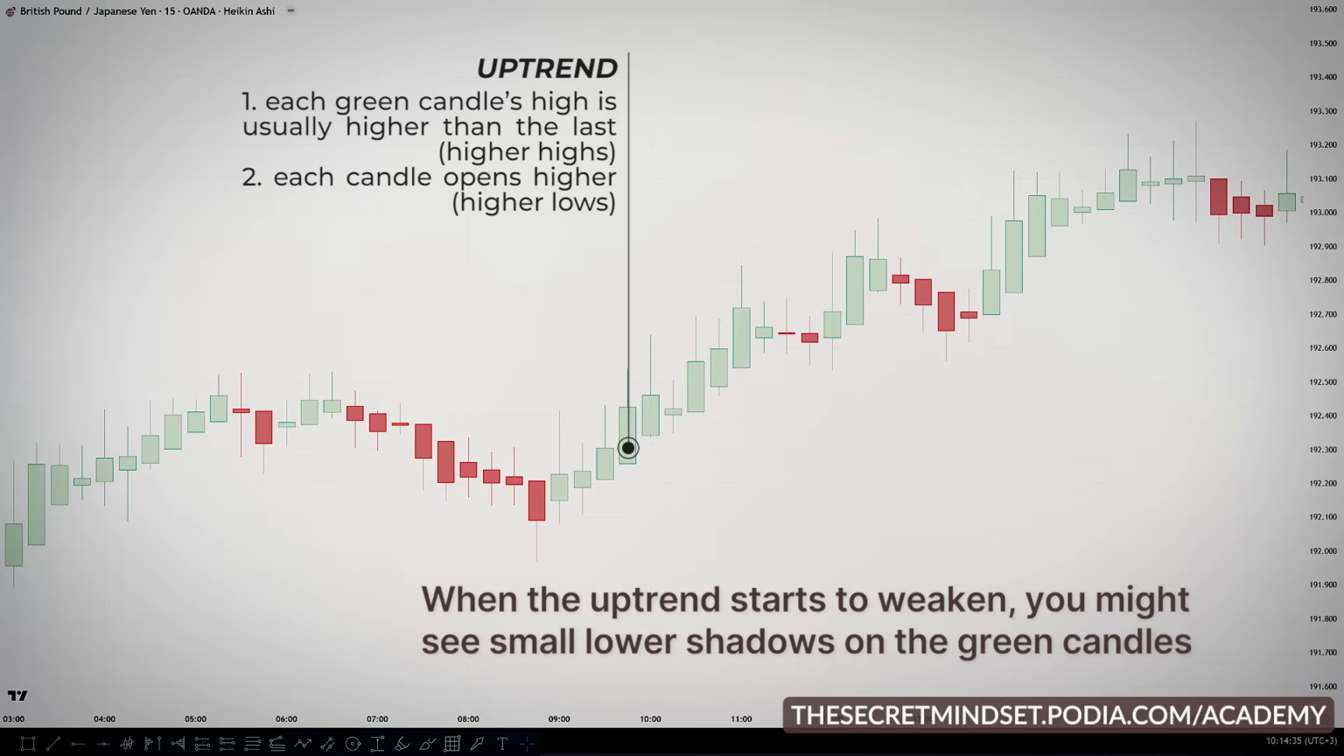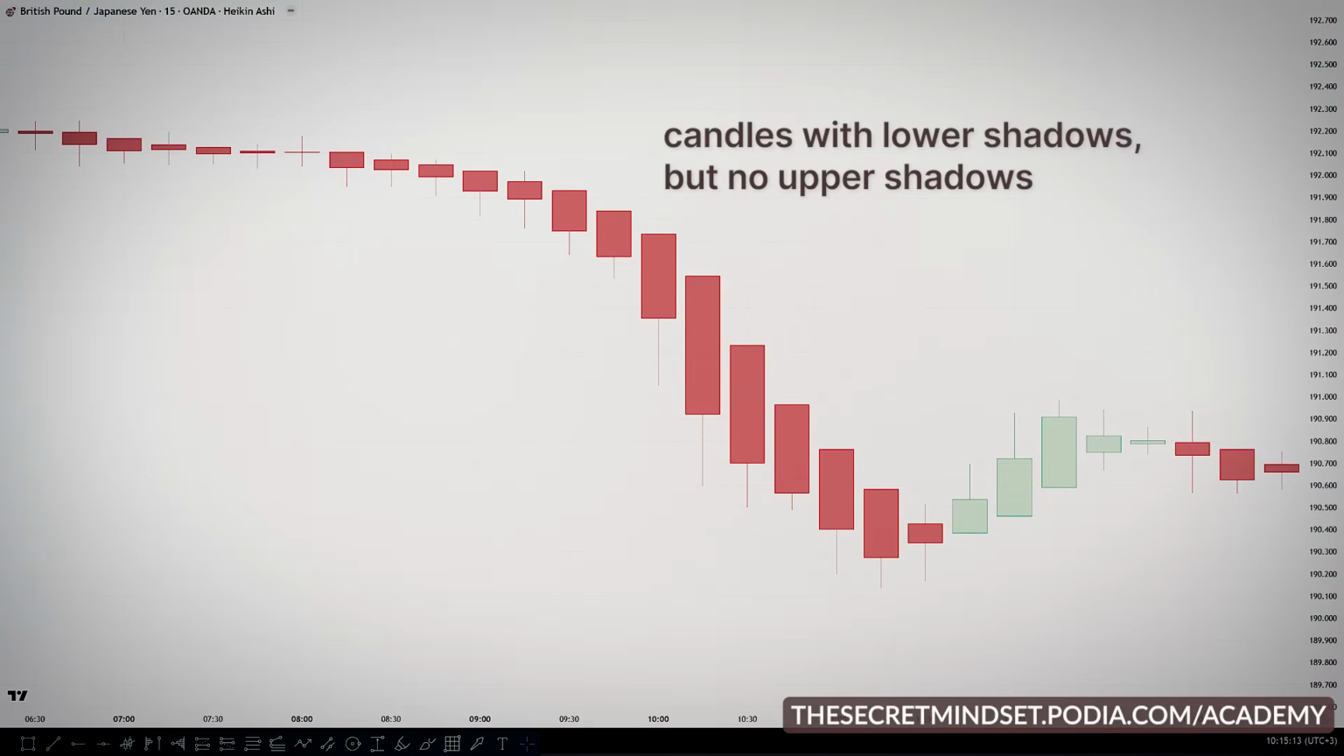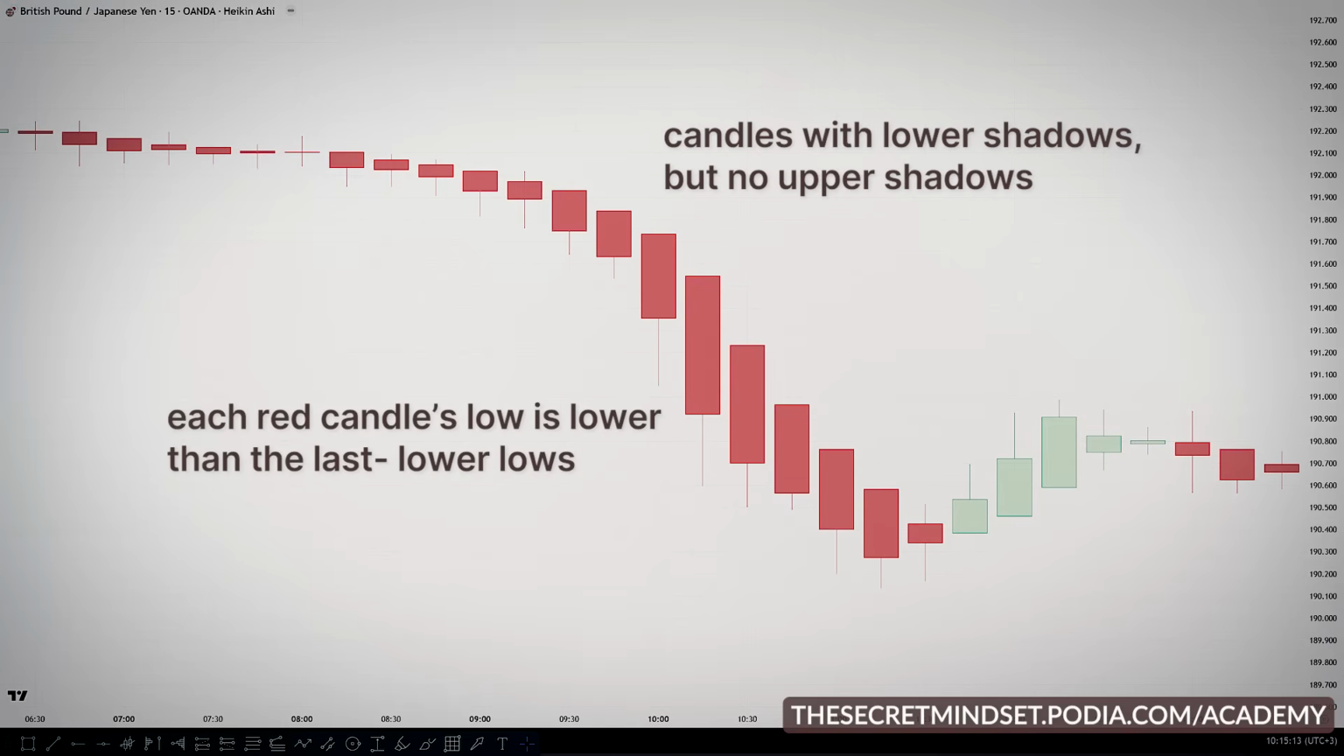When the uptrend starts to weaken, you might see small lower shadows on the green candles. This is a hint that sellers are starting to push back. It's not time to sell yet, but it's time to pay attention. In a downtrend, things flip. You see red candles with lower shadows, but no upper shadows. This shows a strong downtrend. Each red candle's low is lower than the last, making lower lows. The highs are also dropping, forming lower highs.